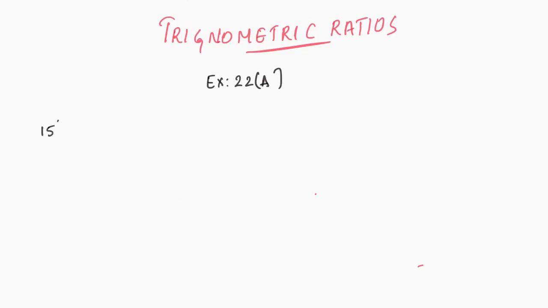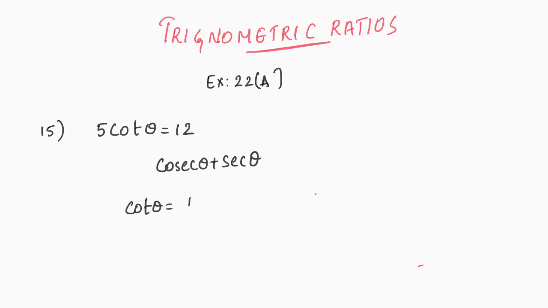Just have a look at the 15th question, that is page number 280. It's given 5 cot theta equals 12. Find the value of cosec theta plus secant theta. Okay. So 5 cot theta is equal to 12 can be written as cot theta is equal to 12 by 5. What is cot theta? Cot theta is equal to base by perpendicular.